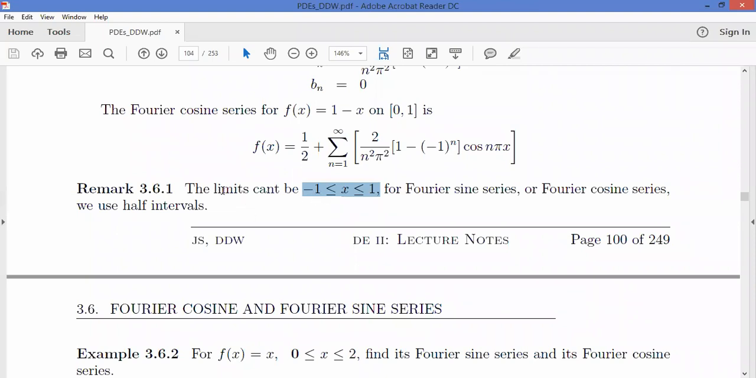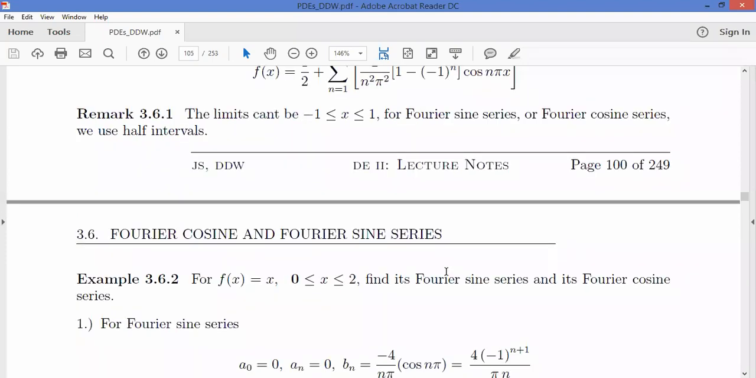We are insisting that the limits can't be minus. So actually, we should have said they can't be minus L to L for Fourier sine or Fourier cosine. We use half intervals, which I have called the half range, half intervals. Now they will give you a full range. In fact, if they give you a full range like this and they ask for a Fourier cosine, then you have to lower this down to a half interval. I think I am clear.